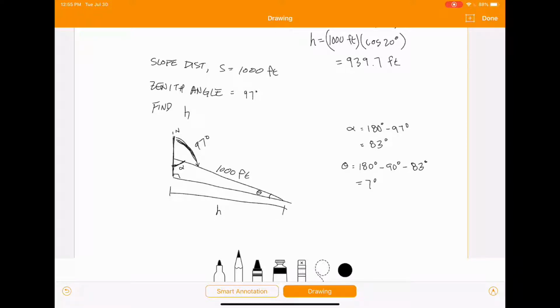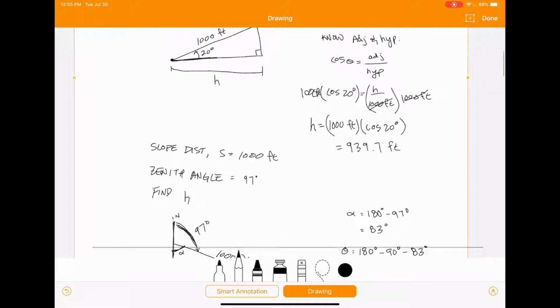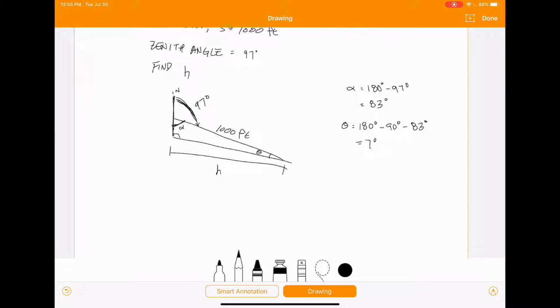So now that we have theta, you can use the same process we used up here. So you can use your cosine. So it's going to be 1,000 feet times the cosine of 7 degrees. Or same thing, if you want to skip this step here, you can go ahead and just use this angle here. Now we want to know our opposite, but we have our hypotenuse, so it's going to be sine.